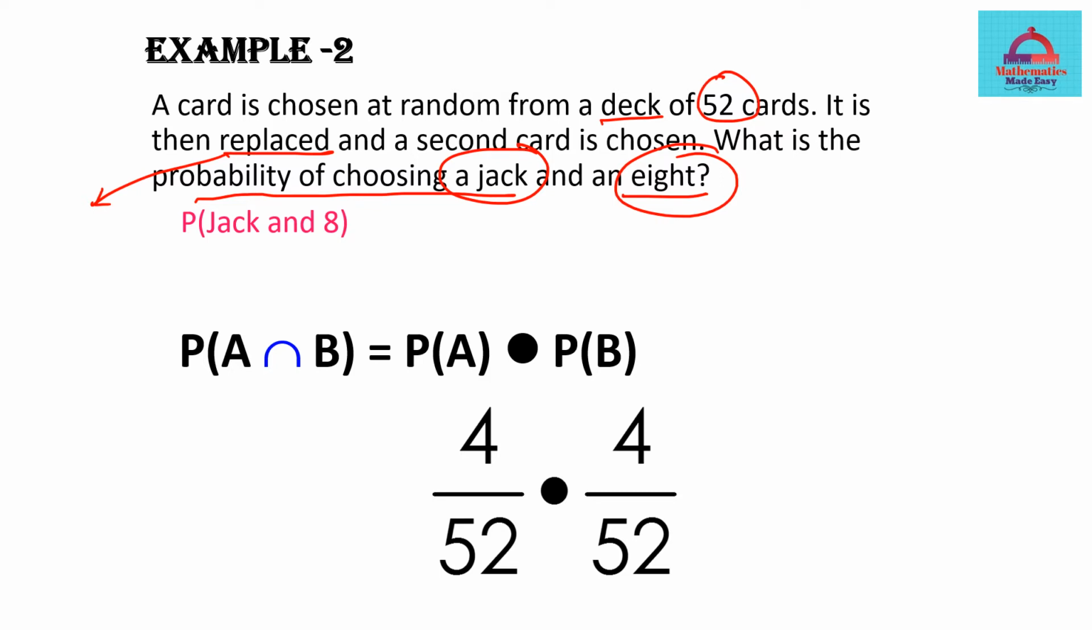One from a different set or different suit of the cards. So 4 over 52 multiplied by 4 over 52, that would give you your answer. You can simplify and it will come out to be 1 divided by 169 as the final one.